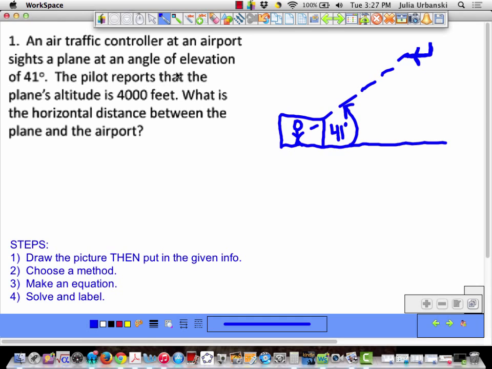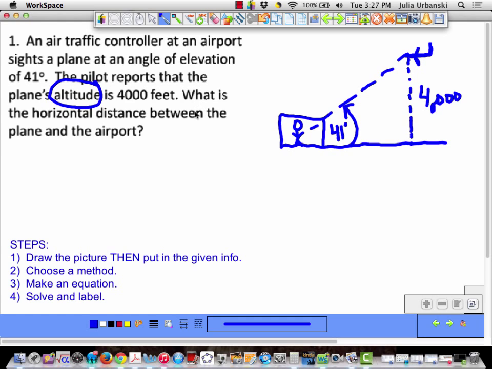The pilot reports that the plane's altitude. Think about what altitude means. In the real world, altitude means height, straight up. So this is the altitude right here, the height of the airplane directly above the ground. That's 4,000 feet.